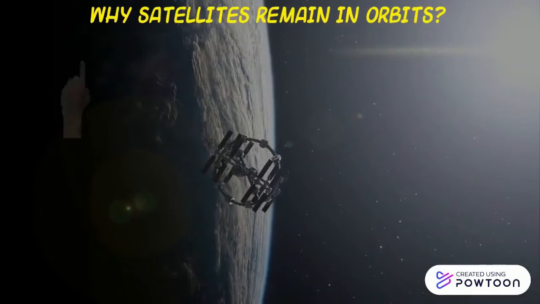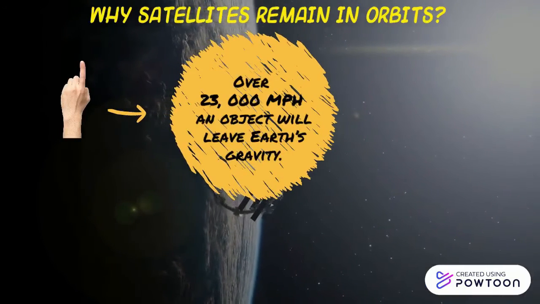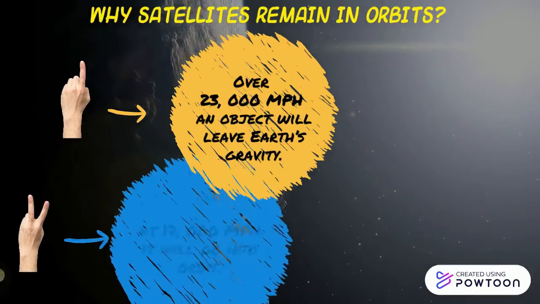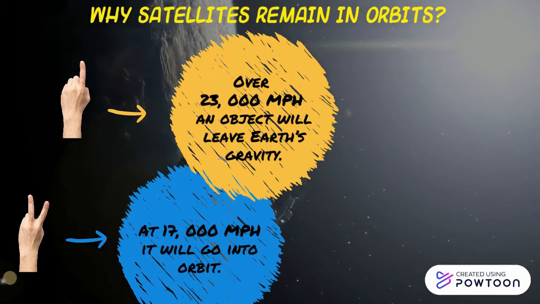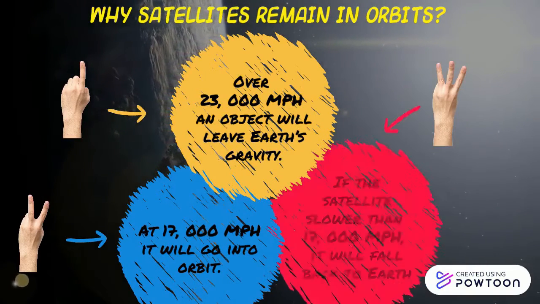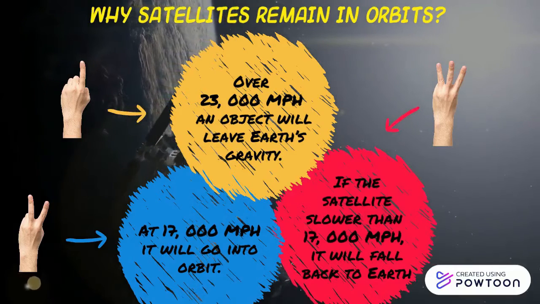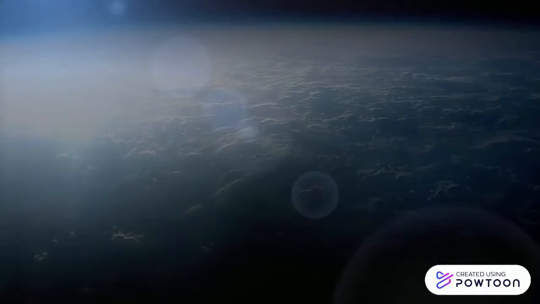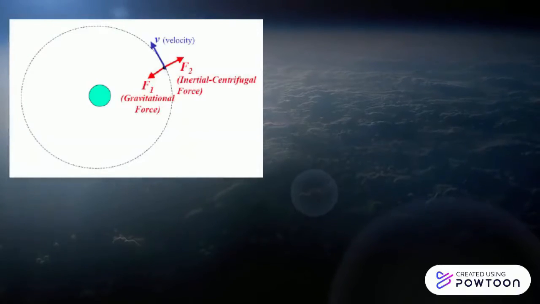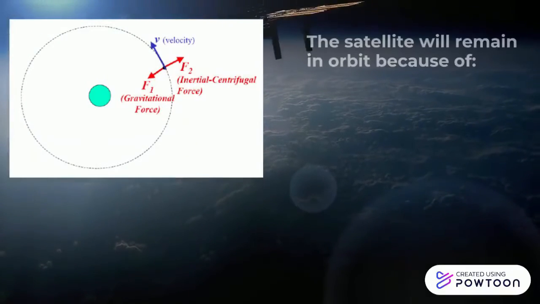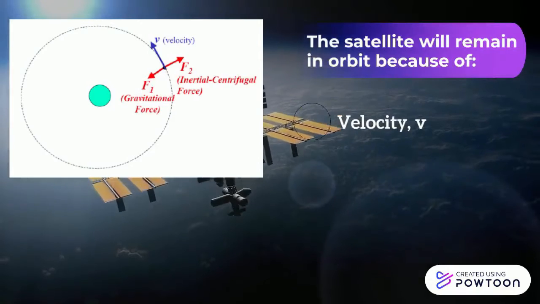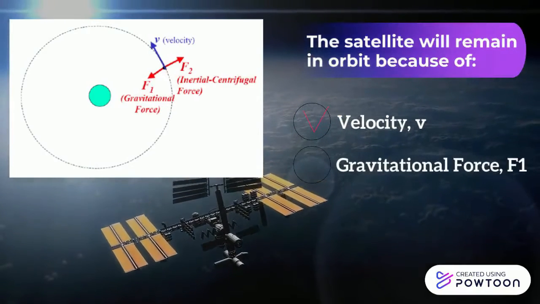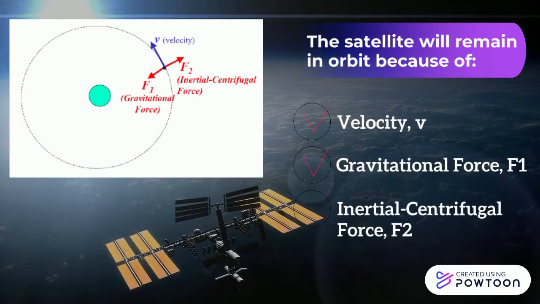Why do satellites remain in orbit? First, over 23,000 mph, it leaves Earth's gravity. Second, at 17,000 mph, it will go into orbit. Third, if the satellite is slower than 17,000 mph, it will fall back to the Earth. A satellite will remain in orbit because of, first, velocity, second, gravitational force, third, inertial centrifugal force.